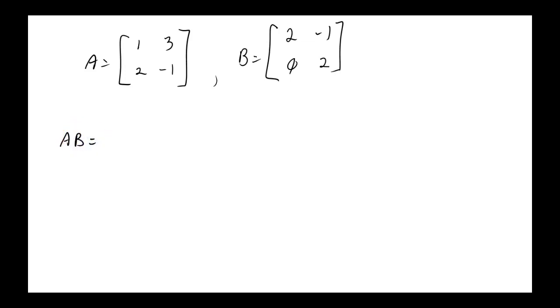Number 1, can you even do that? What size is A? 2 by 2. What size is B? 2 by 2. The 2's are common on the interior, and so your answer is going to be a 2 by 2. What's left over once you wipe out the interior? 1, 2, 1, 2. Okay?